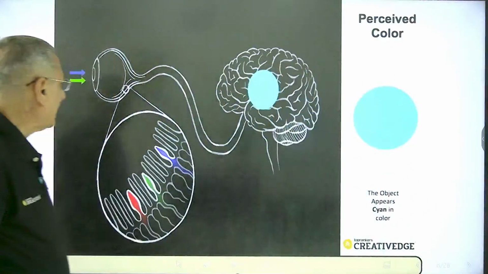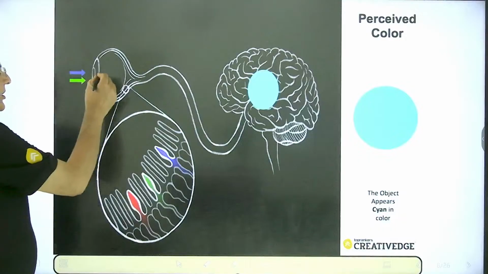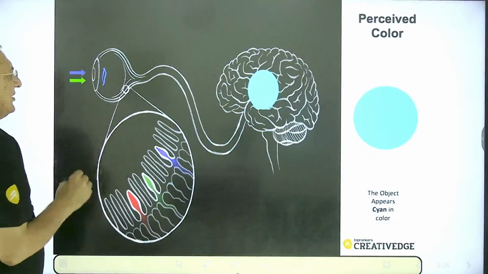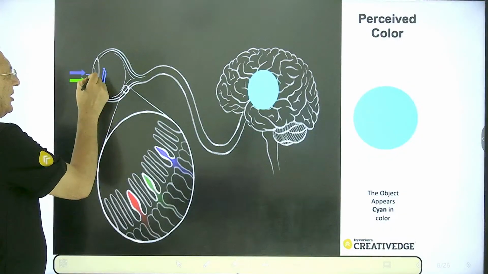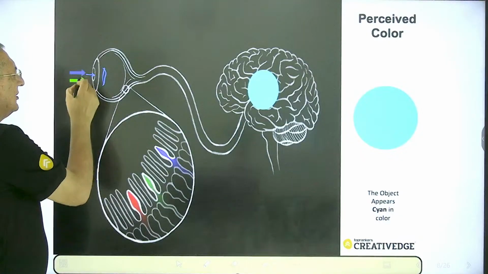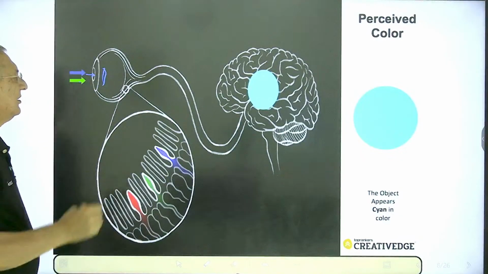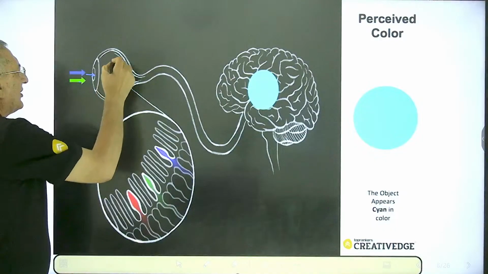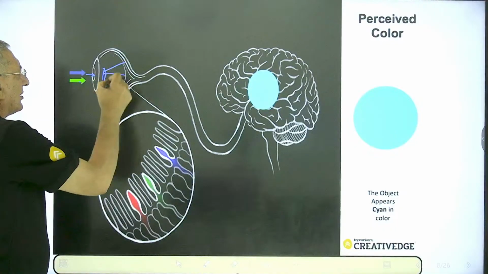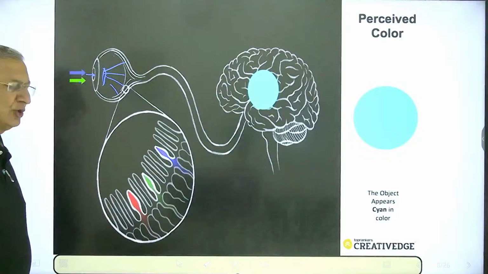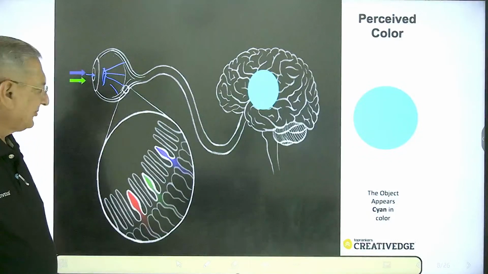What happens inside the eye? There's a double convex lens here. The pupil lets the light enter here. From the convex lens, the color is distributed on the retina.